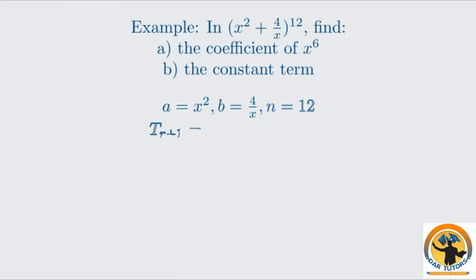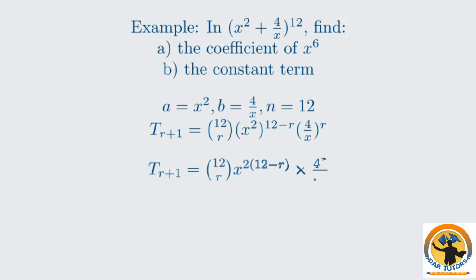The general term is t sub r plus 1 equals 12 choose r times x squared to the 12 minus r times 4/x to the r. Now, we need to simplify this term, especially the powers of x. This simplifies to 12 choose r times 4 to the r times x to the power of 24 minus 3r. This is our simplified general term.